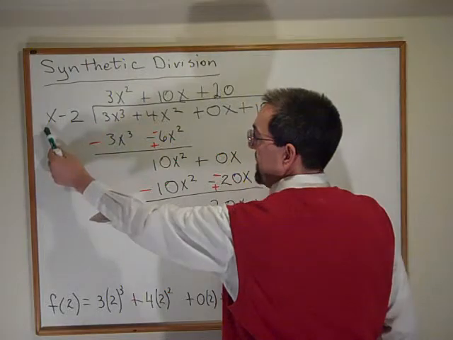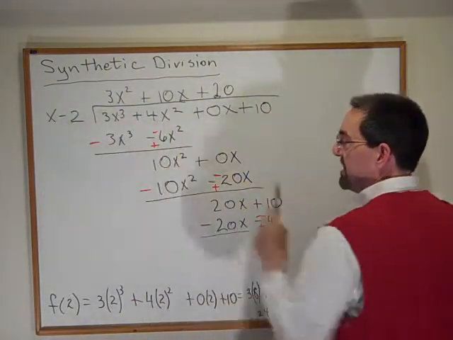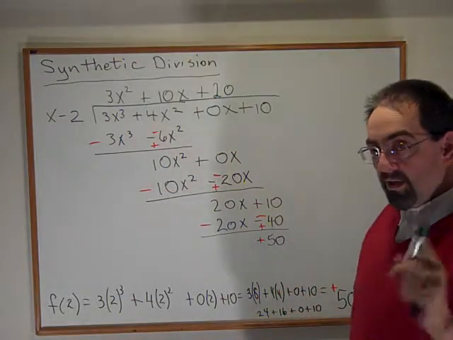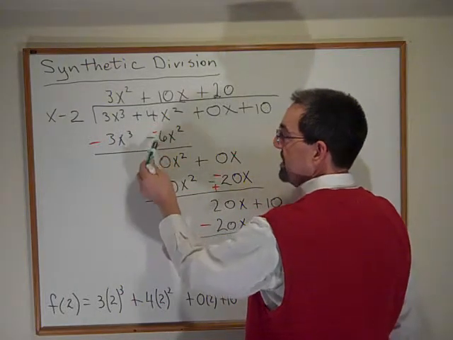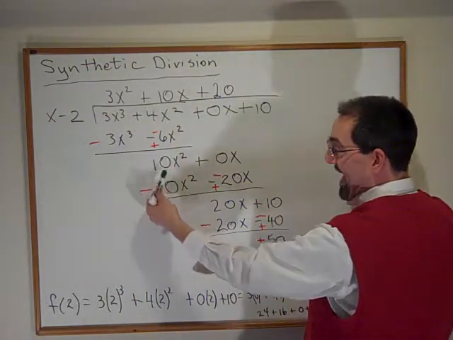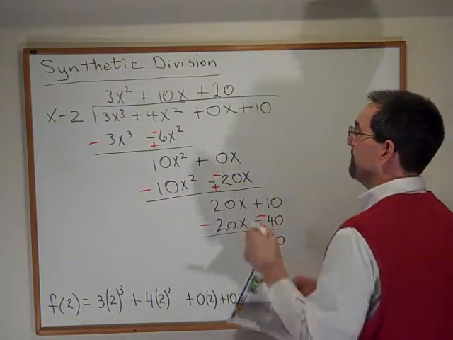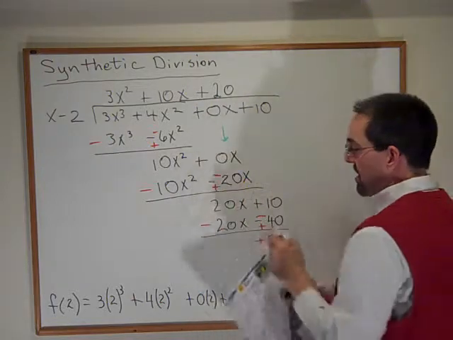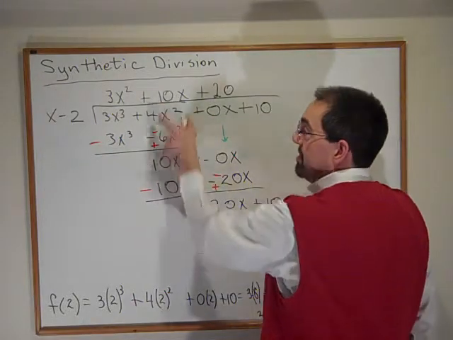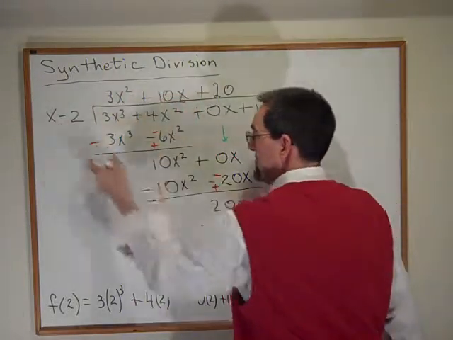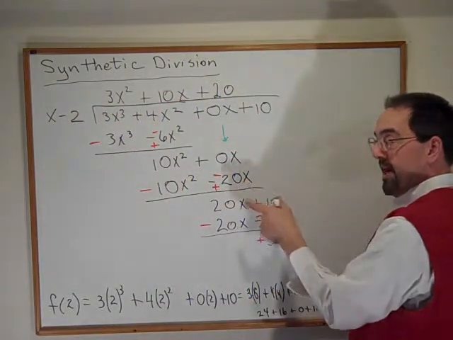3x squared times an x, 3x cubed. 3x squared times a negative 2 gives me a negative 6x squared. The key to avoiding mistakes is when we go to subtract, minus times a minus is a plus. So we add 10x squared plus, bringing this down, the 0x. Now, the next step, how many times does this x go into 10x squared? 10x times. 10x times x gives us 10x squared. 10x times a negative 2 gives us negative 20x.